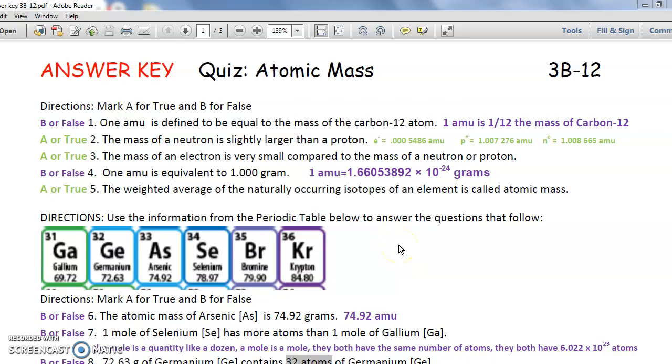Welcome to our help video over the quiz 3B12 on atomic mass. The first 5 questions were true-false questions. First question, 1 AMU is defined to be the mass of one carbon atom.